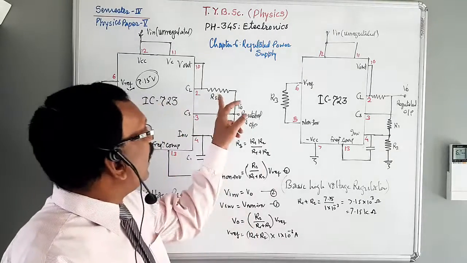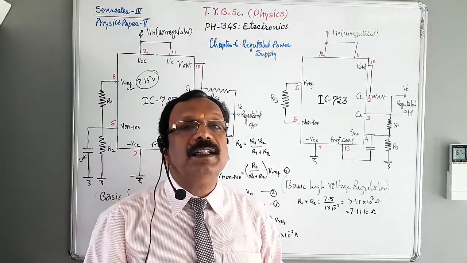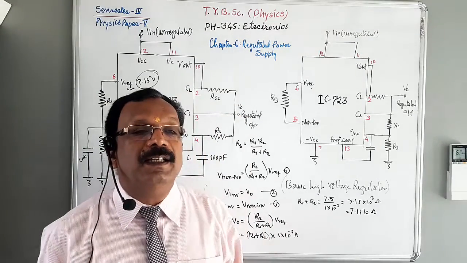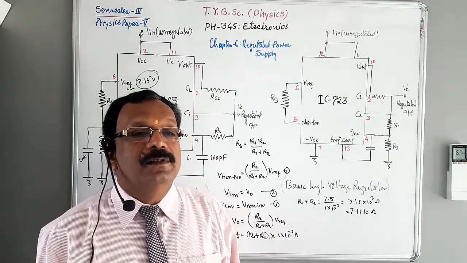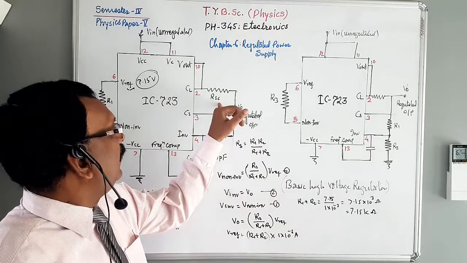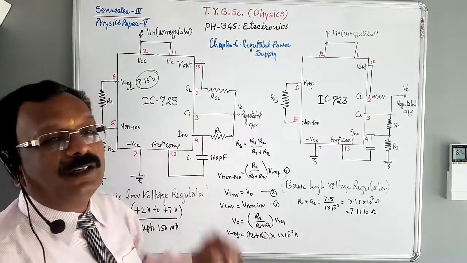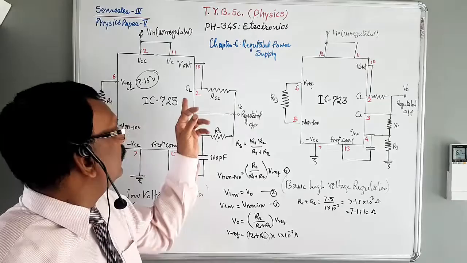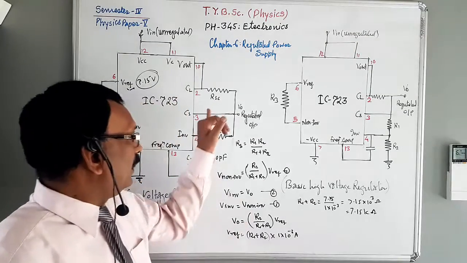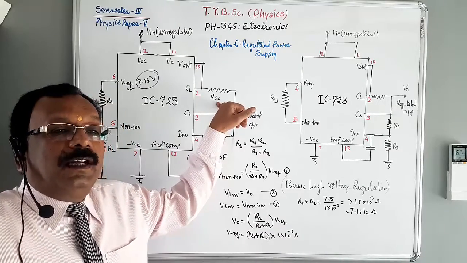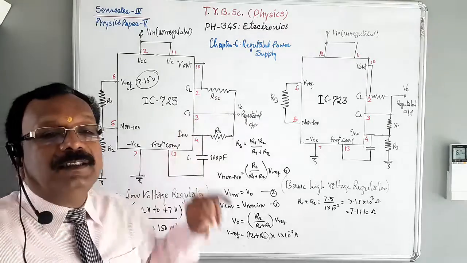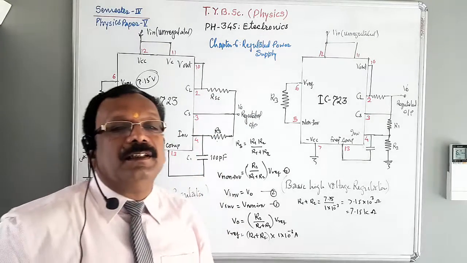Okay. Now RSC. This is the current sensing resistor. This current sensing resistor is connected between the current limit and current source. Current sense, RSC, current sensing resistor. This is connected between the current limiting resistor and current sensing resistor.